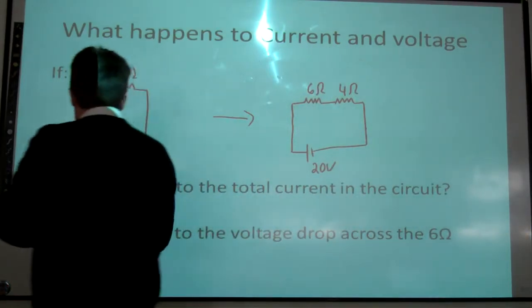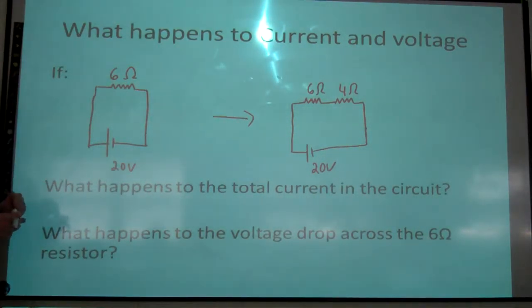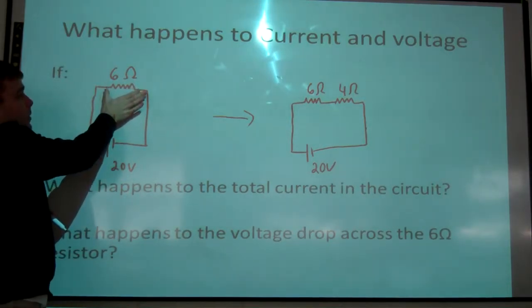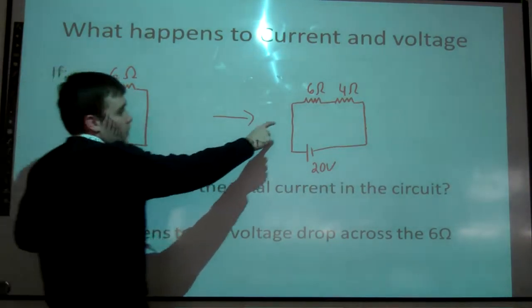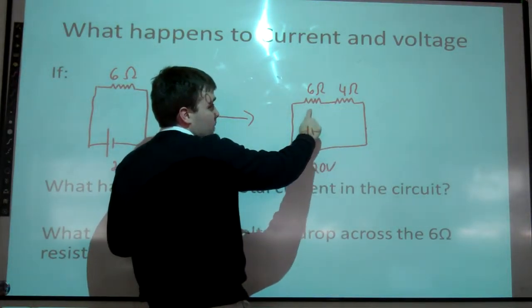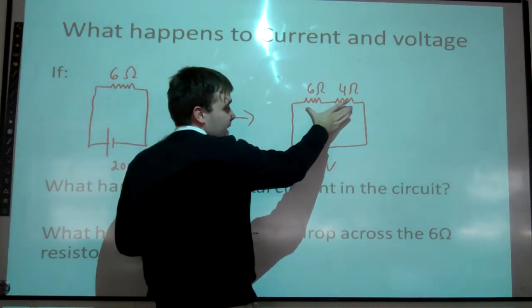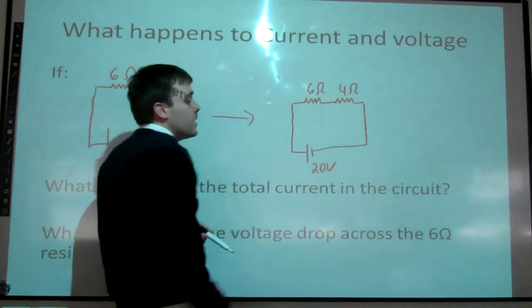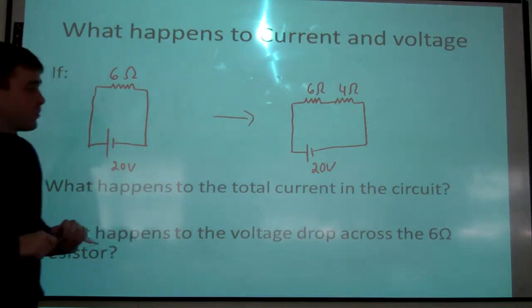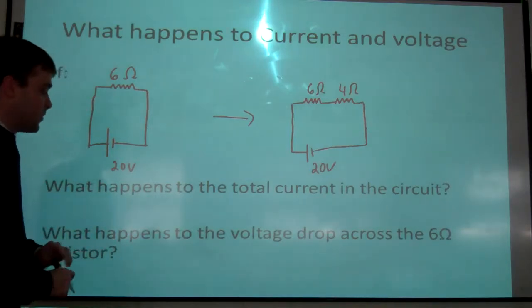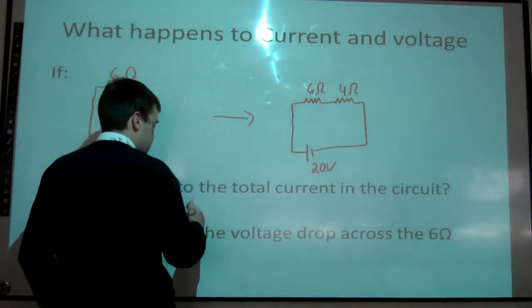Okay, so again, it's kind of the same as before. What happens to the current and the voltage? In this case, what happens to the total current in the circuit? What you want to think about first is what happens to the total resistance in the circuit. In this case, it increases because we're going from 6 and adding another one in series. The total resistance was 6, now it's 10, so we just add those two together. And when the resistance increases, the current is going to decrease. So the total current in this circuit decreases.